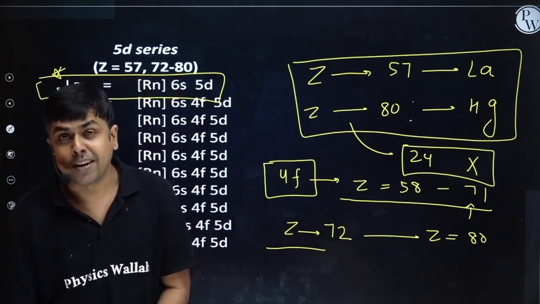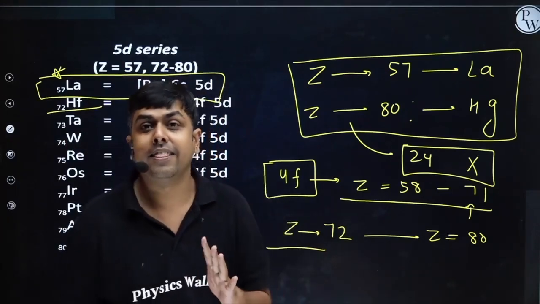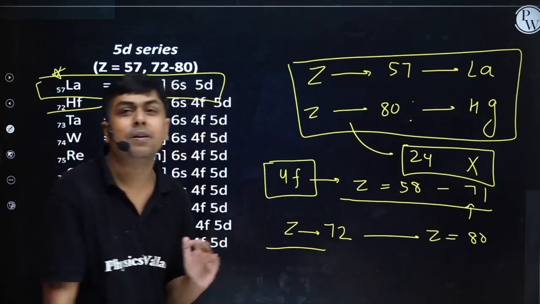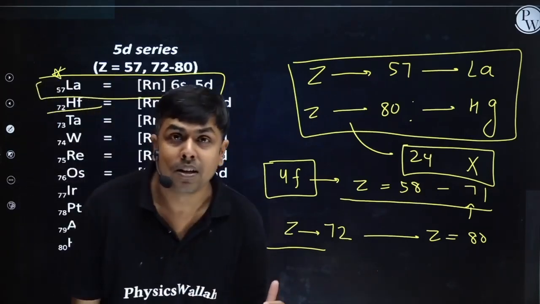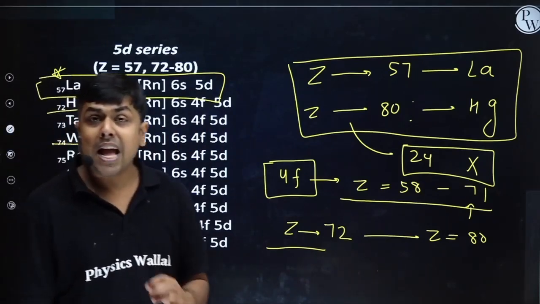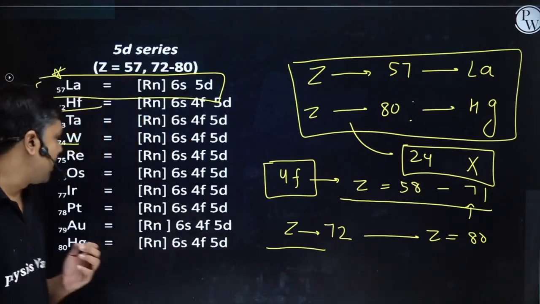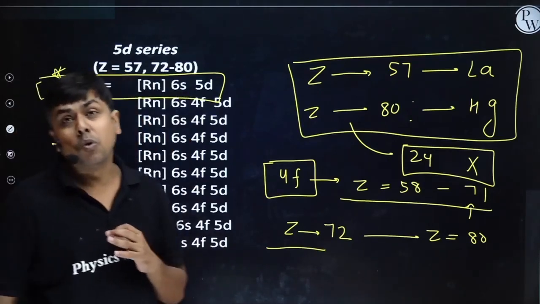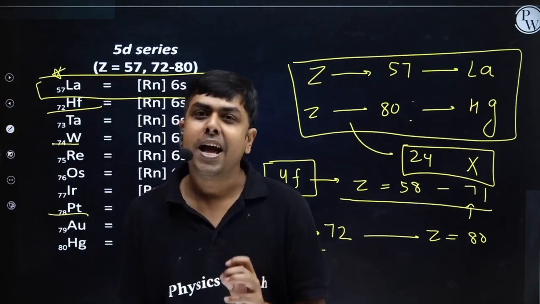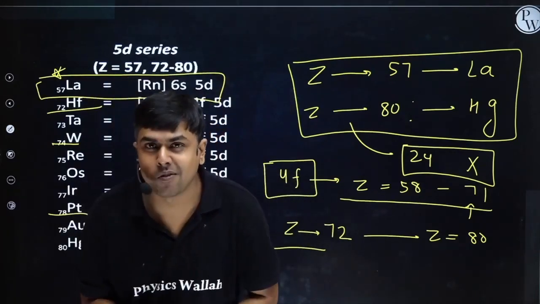If I talk about the 5D series elements, they are lanthanum, then hafnium, tantalum, tungsten, rhenium, osmium, iridium, platinum, gold, and finally mercury. Just like other series, here also we have one mnemonic.